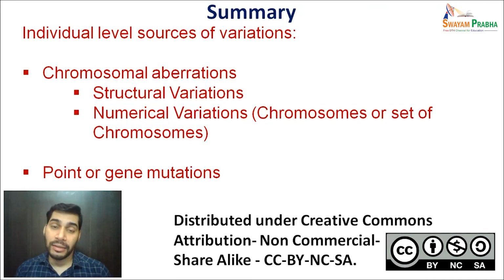In the next lecture, which is the second part of this, we are going to discuss the remaining individual variations, and we are going to discuss the sources of variations at the population level. It means the sources which affect the gene pool of a population. We are going to discuss all these sources. Also, we will discuss the points of importance of variation in evolution.